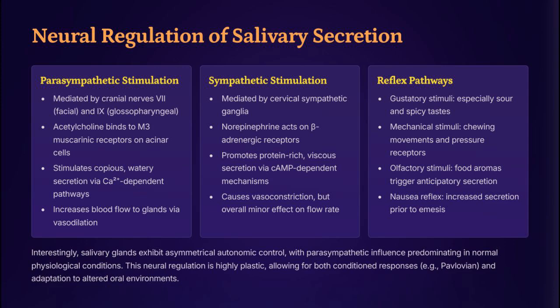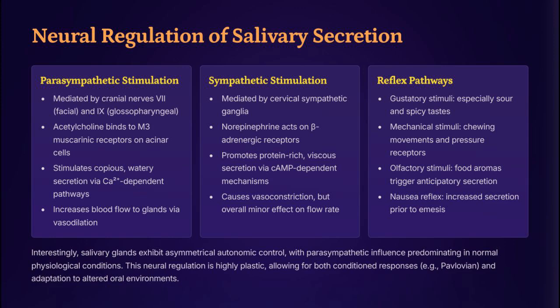The parasympathetic system is the primary driver. When you taste or chew food, signals travel to your brain and back to the glands through cranial nerves, mainly the facial, cranial nerve 7, and glossopharyngeal, cranial nerve 9, nerves. These nerves release acetylcholine, which stimulates watery, enzyme-rich saliva through calcium-based pathways. It also increases blood flow to the glands so they can keep producing fluid.